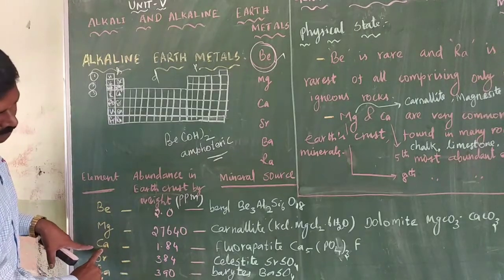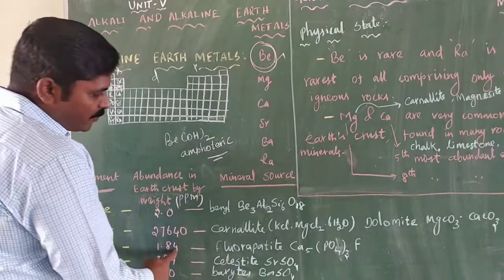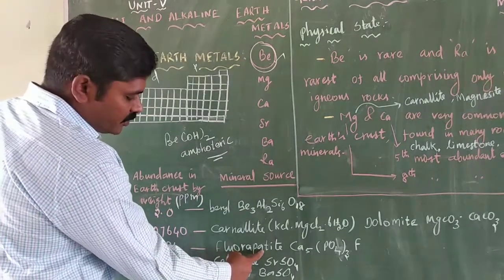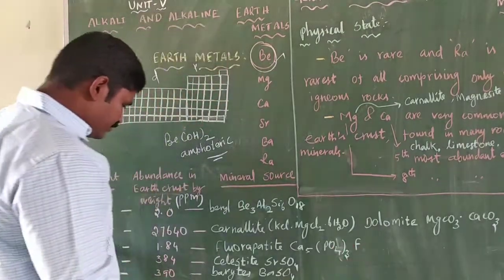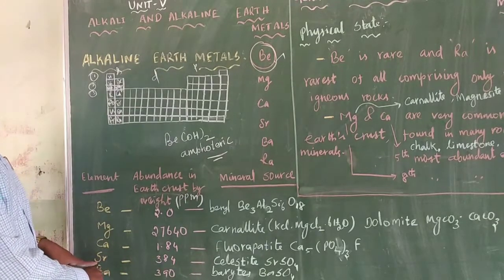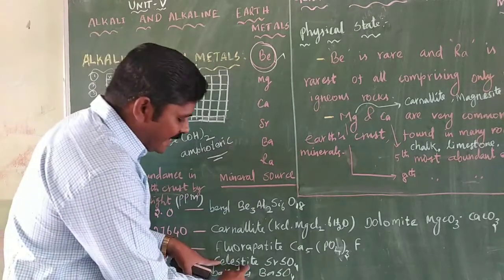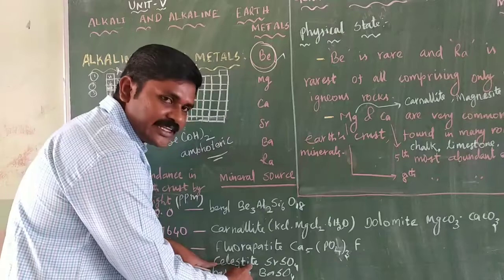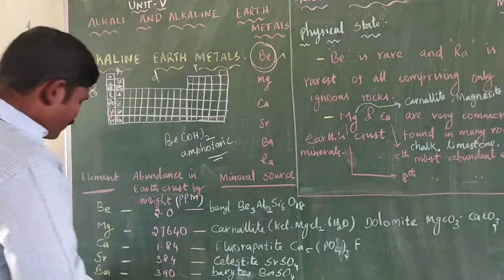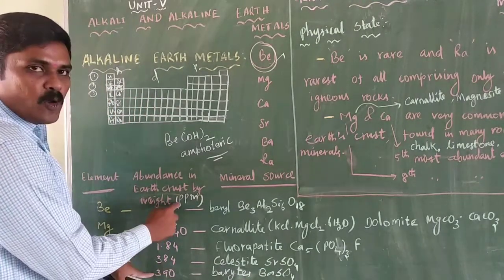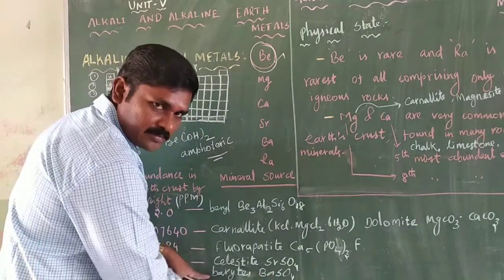The calcium, 1.84 parts per million. Okay, the mineral source fluorapatite, calcium 5, phosphate 3, F, fluorapatite. Right? Next, strontium. The strontium, 384 parts per million. Celestite, strontium sulfate. The mineral name is celestite. Right? Barium, 390 parts per million. So barytes, barium sulfate, barytes.